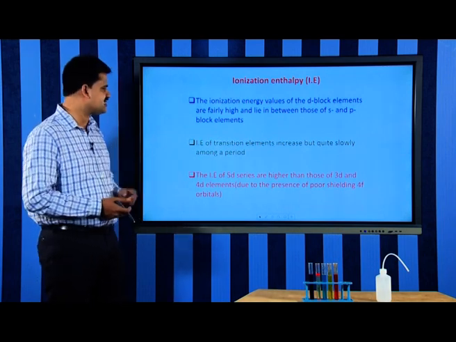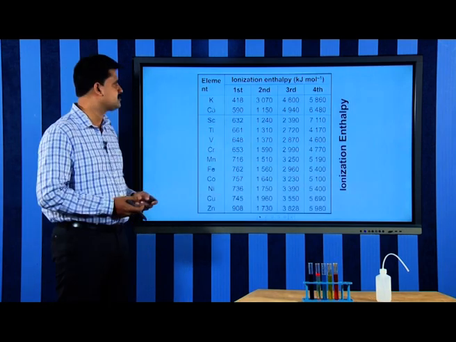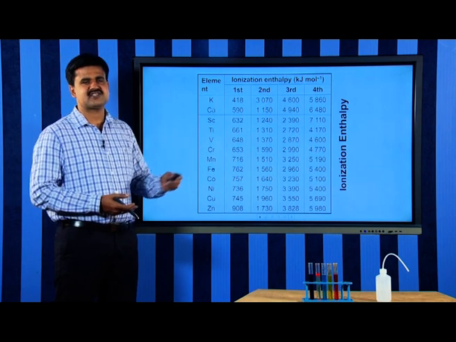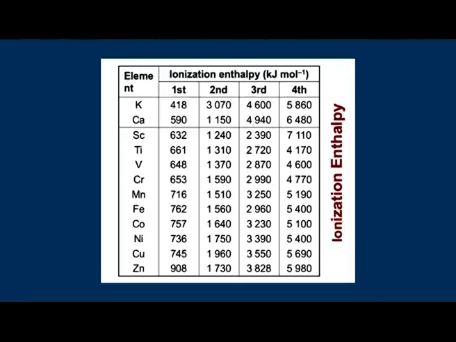This is due to the presence of poor shielding effect offered by the 4f electrons. The ionization energy values of 3d series of elements are shown here, and in this chart there is first, second, third and fourth ionization energy. Then what is the difference between first, second, third and fourth ionization energy?